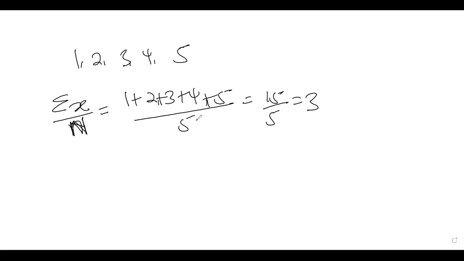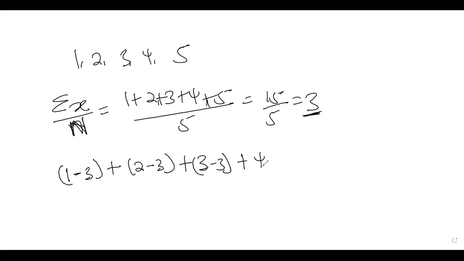Now we would want to know how far each of these figures is from the average of 3. So let's start. 1 minus 3 is how far 1 is from 3. Plus 2 minus 3 is how far 2 is from 3. Plus 3 minus 3, plus 4 minus 3, plus 5 minus 3.